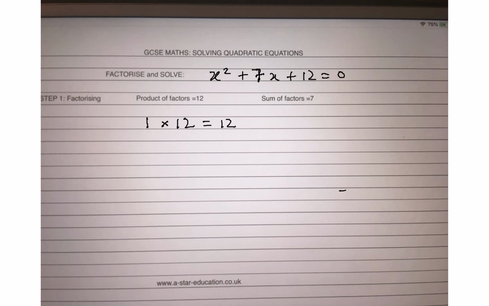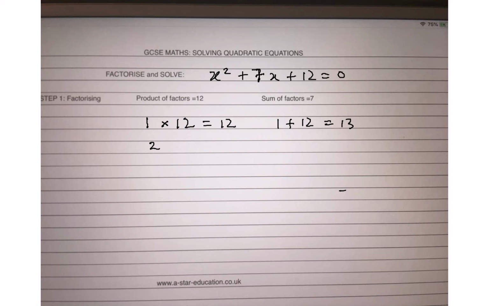But we also need to sum the factors, and when we sum them, we need to try and make them equal to 7. So if we look at the numbers 1 and 12, when we add them up, that gives us 13, and that's no good because we want the sum to be 7. So let's try another pair of factors of 12.